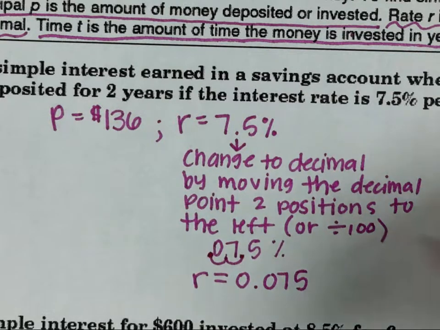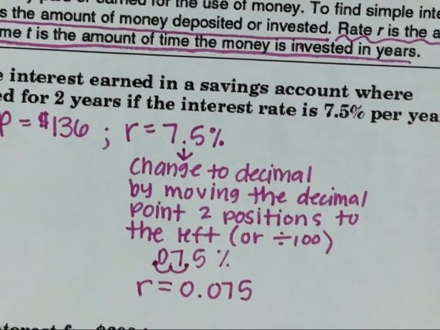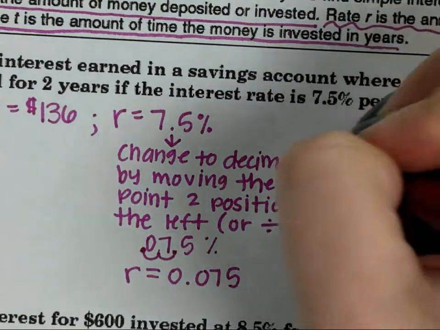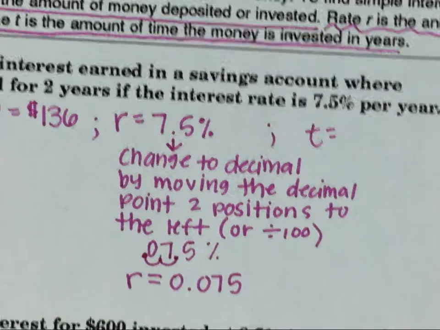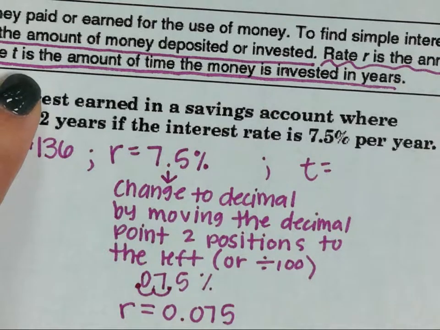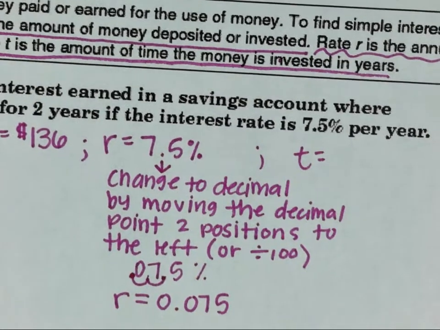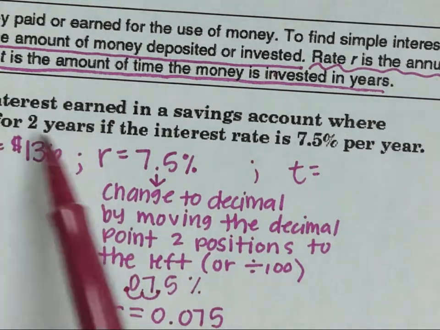All right, so I found my P and my R. Now I need to find my T. If you read up here, it tells me that time, or T, is the amount of time the money is invested in years, which is 2 in this problem. I'm investing for 2 years.